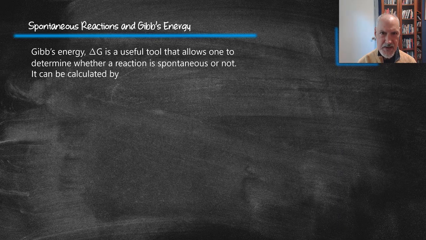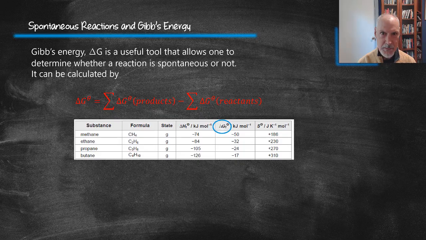In those last two cases, where we have a reaction that could be spontaneous depending on temperature, a useful tool to resolve this dilemma, whether a reaction is spontaneous or not, is Gibbs energy. And we can calculate that two ways. First of all, products minus reactants, again consulting the table in our IB data booklet, which actually gives us the Gibbs energy of many substances.